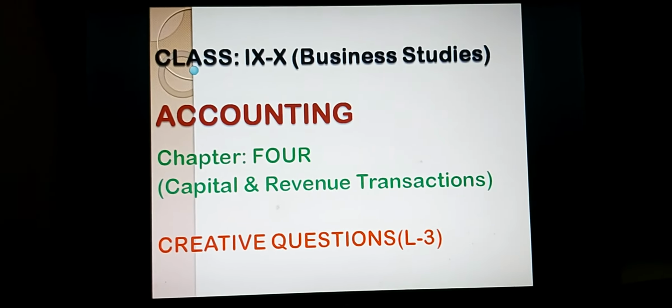What is the amount of revenue expenditure? From the rules of capital and revenue transactions, you have already seen in lecture number 1 for capital and revenue transactions, in chapter number 4. Revenue expenditure is recurring expenditure and regular expenditure, a small amount of money related to this expense. So you can write from this system for creative question number 3.